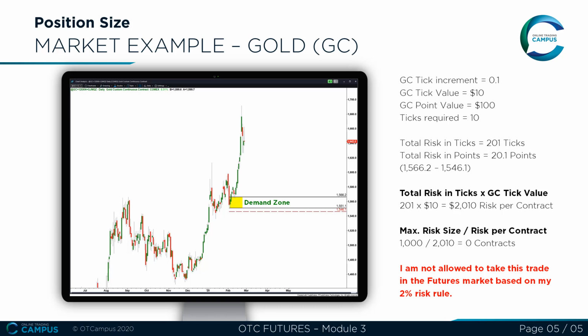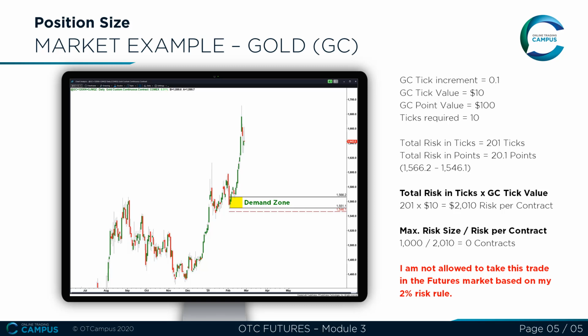And then max risk size divided by risk per contract, 1000 divided by 2010 equals 0 contracts. What I realize now is that I'm not allowed to take this trade in the futures market based on my 2% risk rule. Now I have 2 options. Either I look at gold mini and micro contracts. We will discuss later on in this course what implications that might have. Or I trade gold in the Forex market with XAU USD or CFDs, which might be another solution.